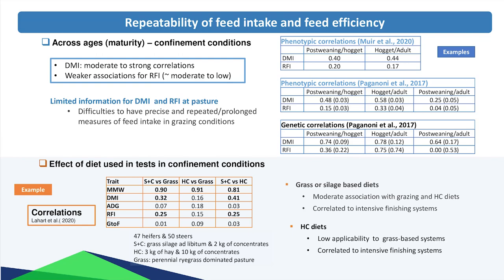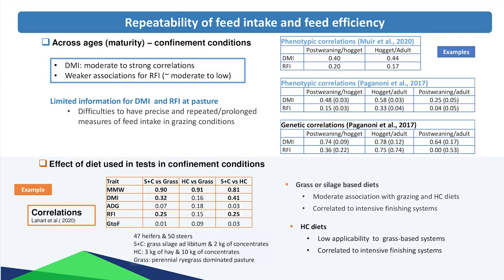If what is more important is to predict the feed intake or the residual feed intake in feedlots or intensive finishing of lambs or cattle, then you have two options. One is to actually use the same diet in the confinement during the residual feed intake test, or you have relatively good correlations when you use silage and concentrate with the behavior on high concentrate. High concentrate would be a diet for finishing animals, cattle or lambs, it is the same.